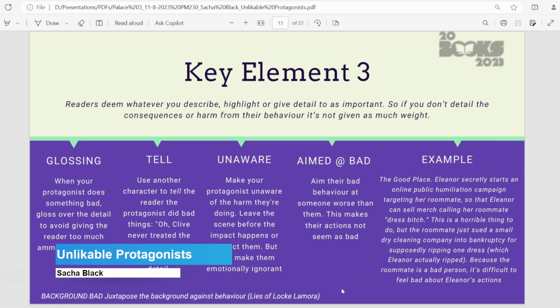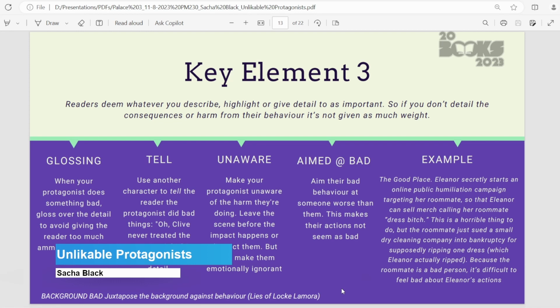Not good. Okay. You can also, and you've got to be really careful with this, make your protagonist unaware of the harm that they're doing. You do have to be careful because they can come across naive or disingenuous, but use just a little bit. You can make them leave the situation before the impact or the consequence of their actions happen. That's one way. So then they're unaware without being unaware, because they'll know that something's going to come, but they won't see it. But don't make them completely emotionally ignorant, because that will disengage the reader. So this is a really fine line, this one.